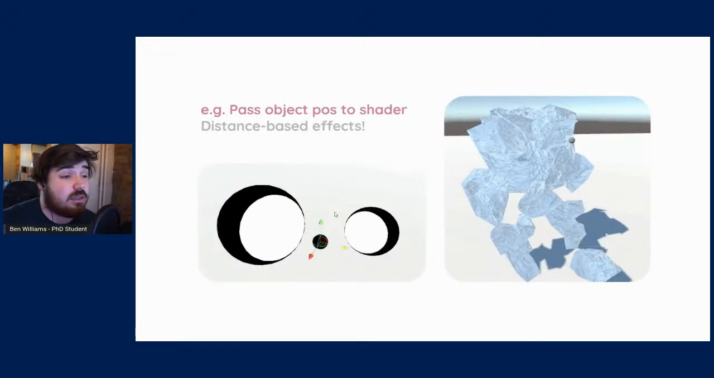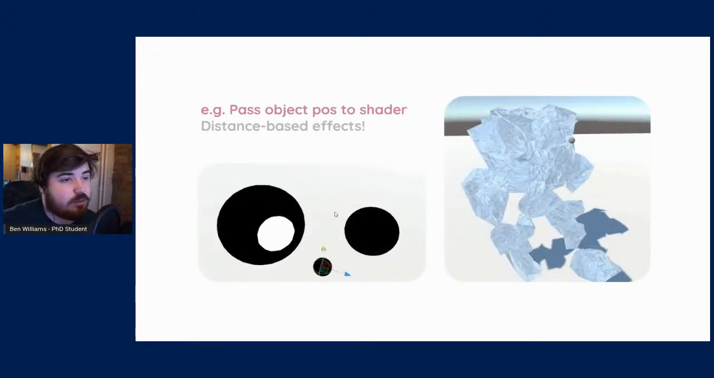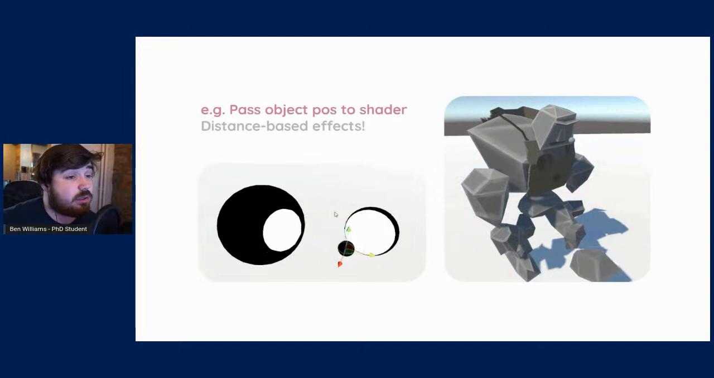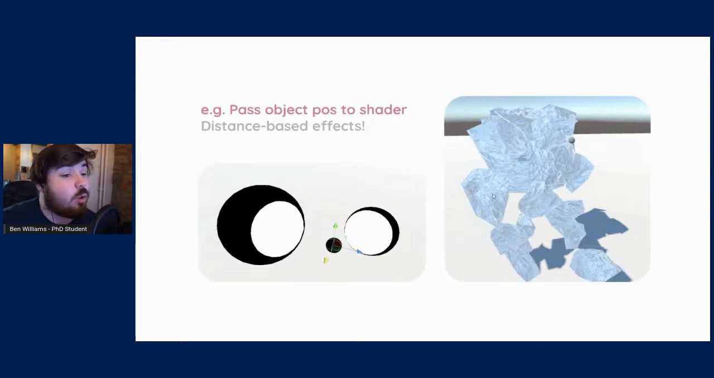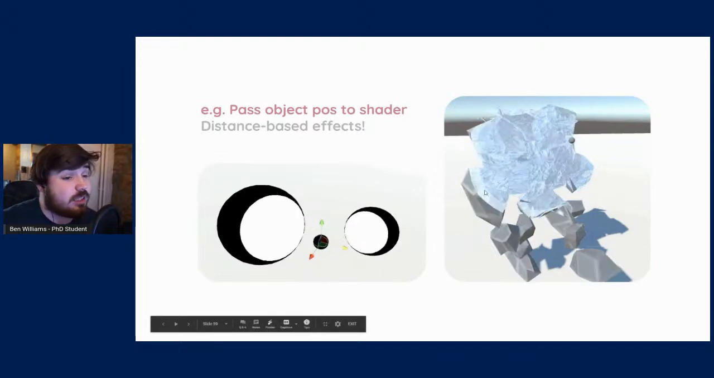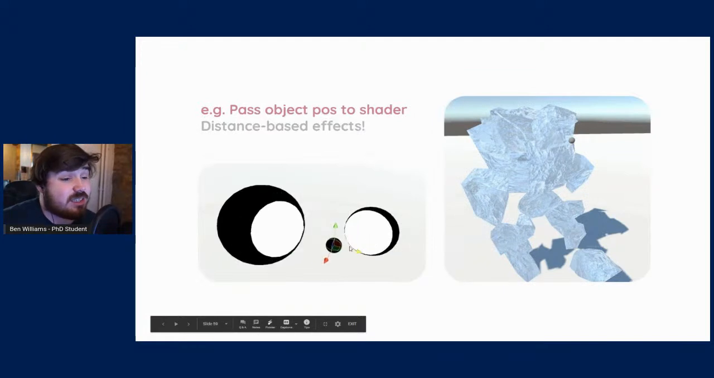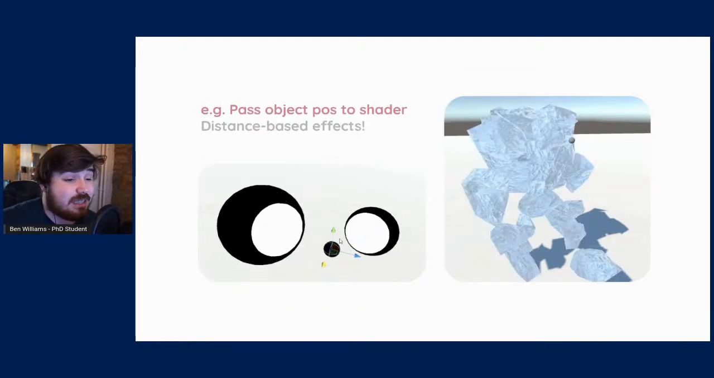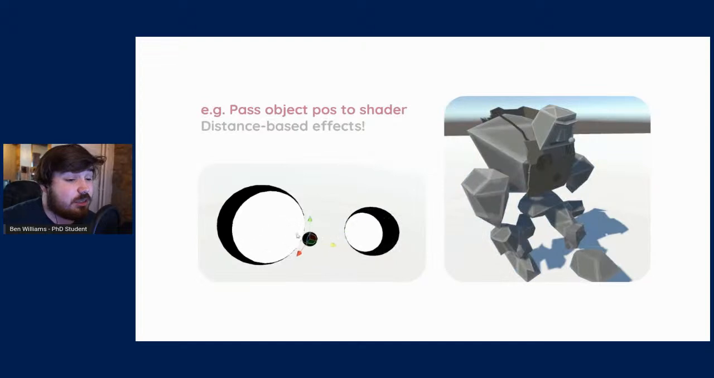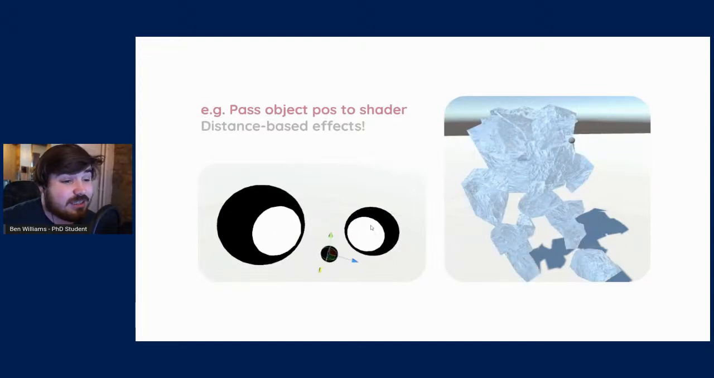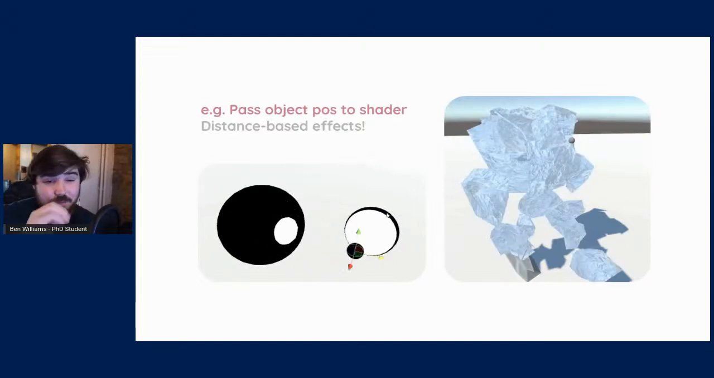So I've got an example here. What if instead of that input that we had being a number, we can control it with a number, what if we pass an object position into a shader? Well, we can do some interesting effects. Like the closer this object gets to the object that you're rendering, you can do this kind of stuff. You can set it to white or black, depending on this.